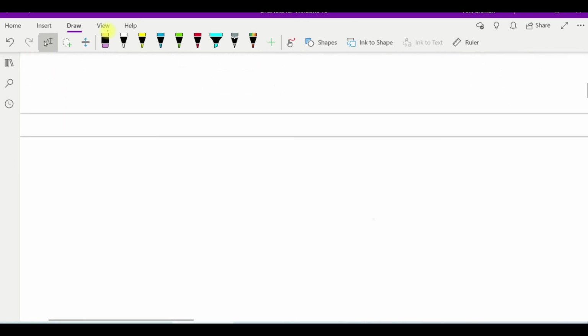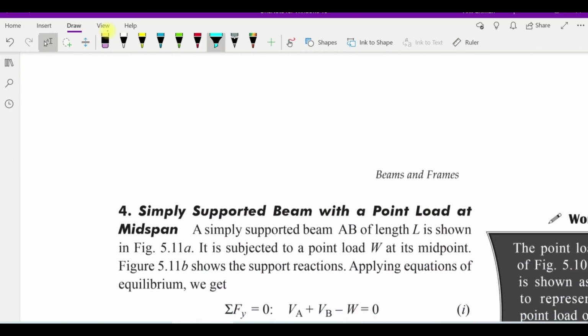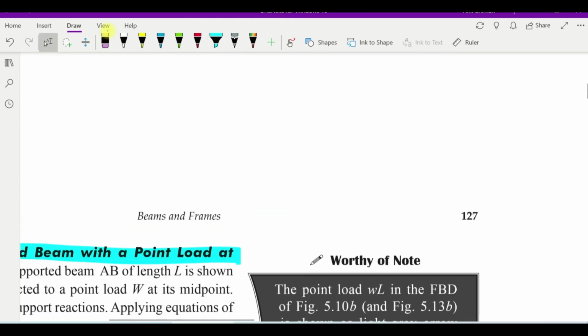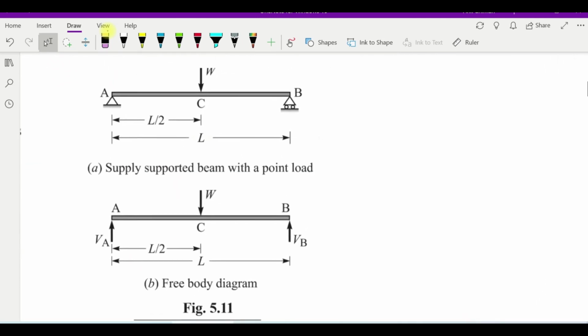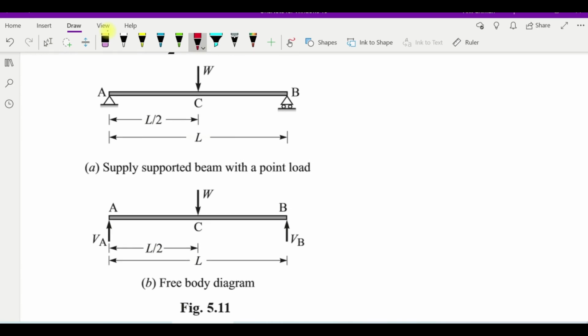The next category is simply supported beam with a point load at the midspan. So let us do this one. This is a simply supported beam with point load at the midspan. Point A is hinged, B is roller, W is applied at L by 2. So we'll remove the support. There is no horizontal load, so no horizontal reaction. Otherwise, you can say HA will be 0 because no horizontal load.